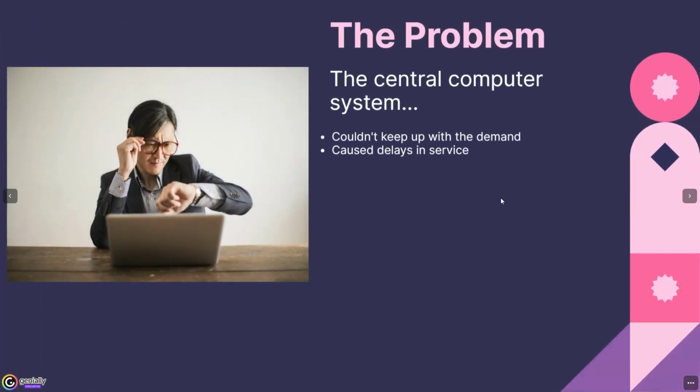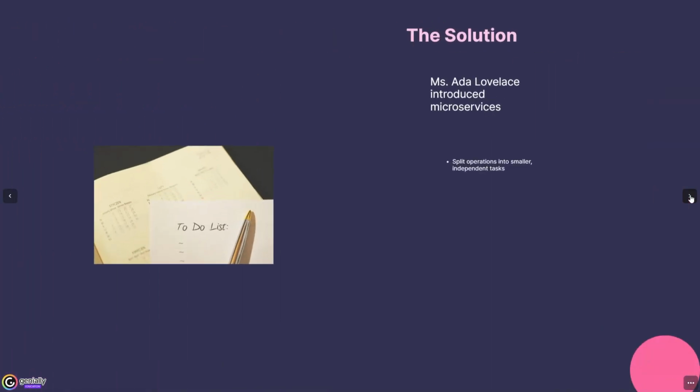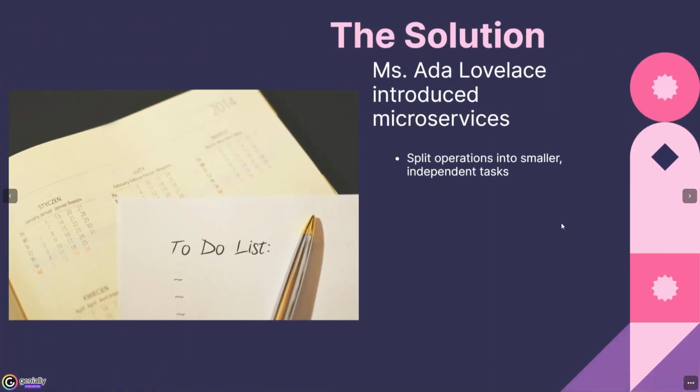The problem was about the central computer systems. They couldn't keep up with the demand and it caused delays in the services. And the solution: Miss Ada Lovelace introduced microservices to solve this problem. So how does it work? It split operations into smaller independent tasks.